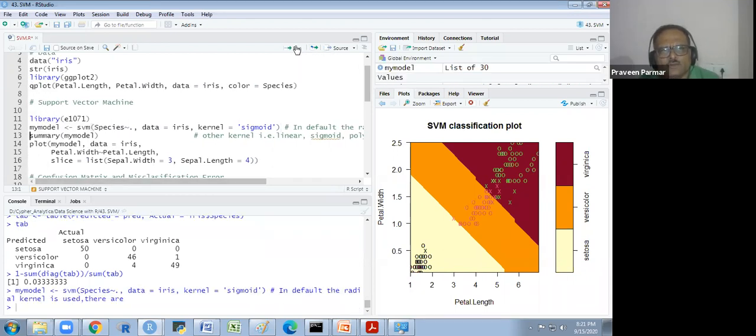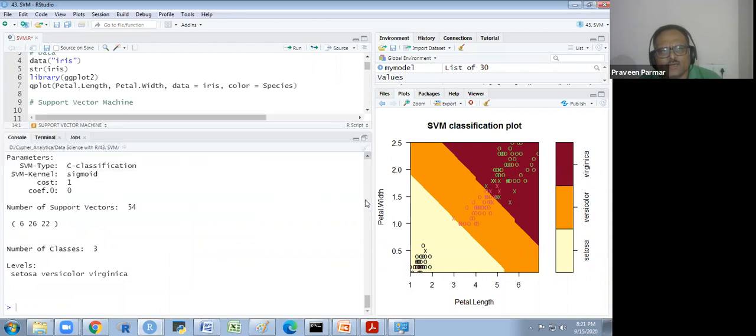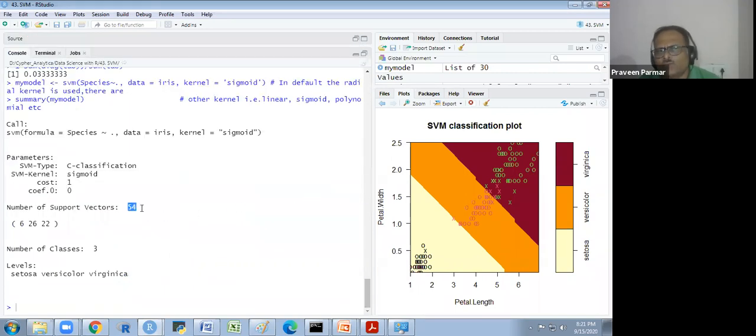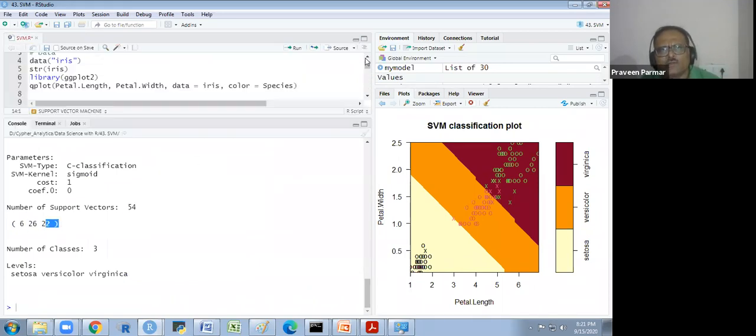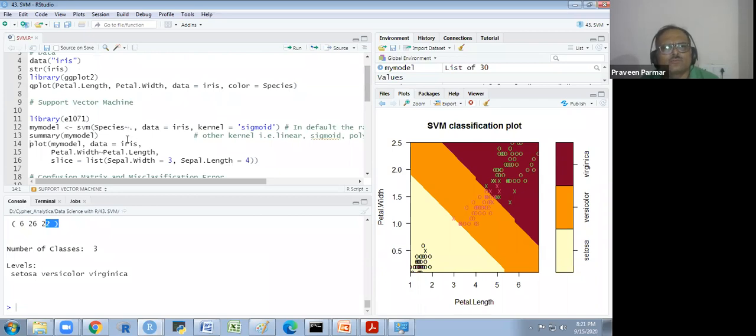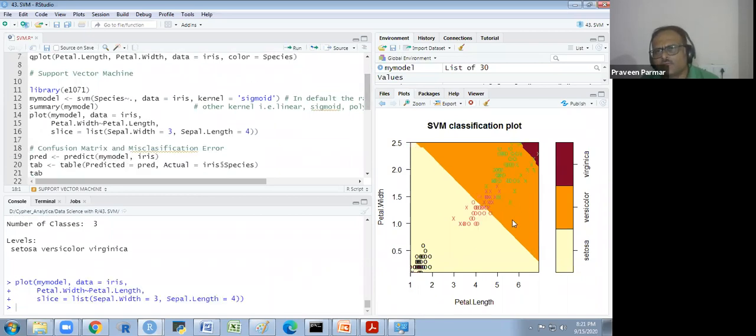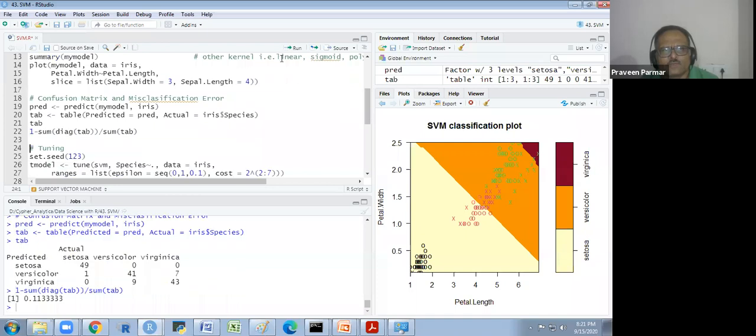And I will show you the summary. Here you see we have 54 support vectors, and 6, 26, 22. I plot this. So you will see this plot and it is different now. And I will see the prediction and the confusion matrix. It is 11.3% basically. Now it is very high. There are so many misclassifications. Are you getting it?